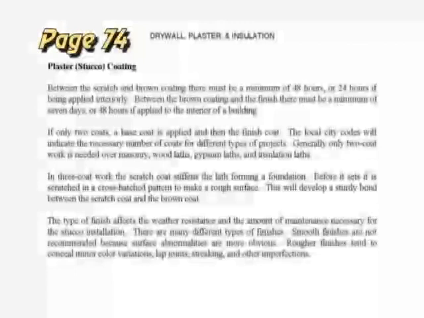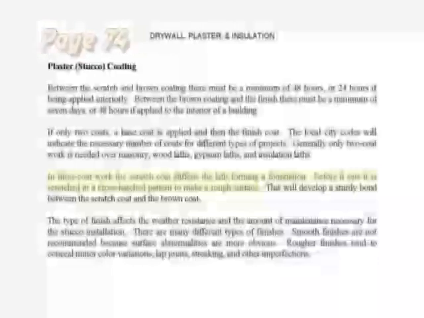Let's jump down a couple of paragraphs, but I do want you to read those first two paragraphs. But let's highlight something fairly important here. In three-coat work, that means a scratch coat, a brown coat, and a finish coat, in that order. The scratch coat stiffens the lath, forming a foundation. Let's underline that. And before it sets, it is scratched in a cross-hatched pattern to make a rough surface, and that's why it's called the scratch coat. Underline that and know that. It'll help you in the test.